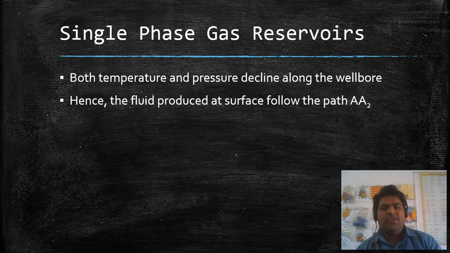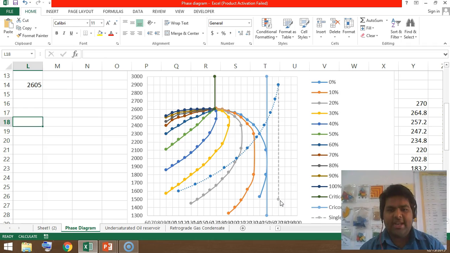But along the wellbore, the fluid which is produced, the temperature and pressure both decline. In the reservoir, only pressure will decline, the temperature will remain constant. But along the wellbore, both temperature and pressure will decline. Hence, the fluid produced at the surface will follow path AA2. This curved path, let's call it the path AA2. This point is A, this point is A2. It intersects the two-phase envelope at this point. So the fluid which we will be receiving at surface will be two-phase. It will be part liquid and part gas.